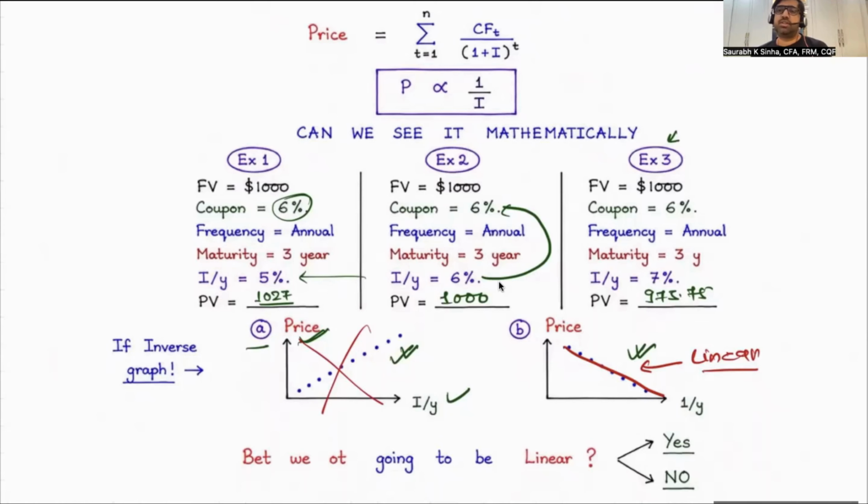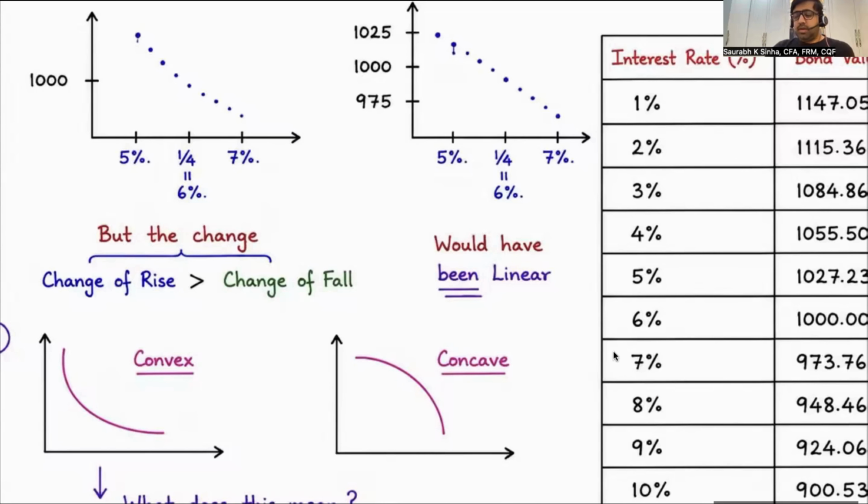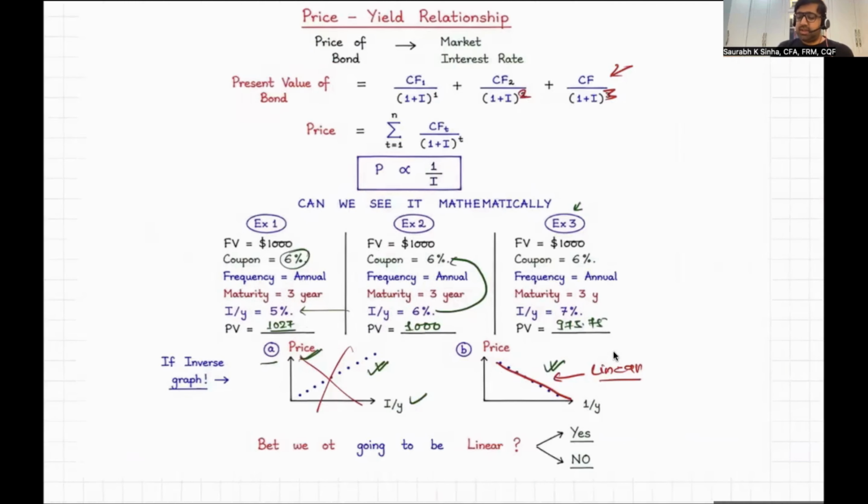So what is the way to understand whether it is linear or not? What is the numerical way to understand, okay, it is inverse, agreed, but is it going to be linear, convex or concave? So till now we have concluded that it is going to have an inverse graph. But what kind of inverse graph? That's the question. Is it going to be convex? Is it going to be concave? So for that, let's use the same example.